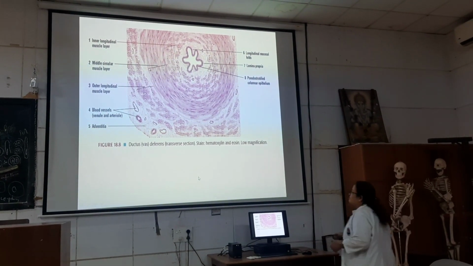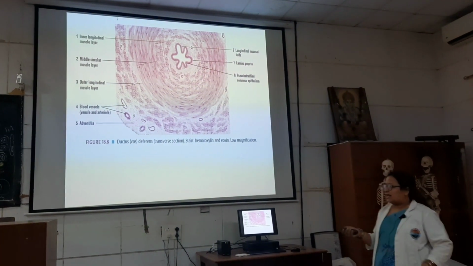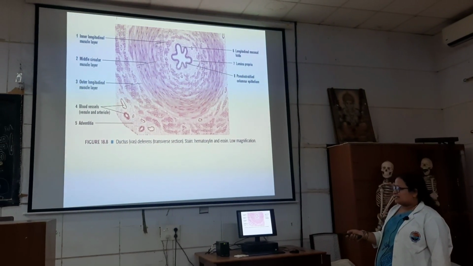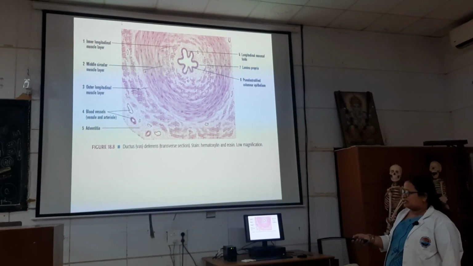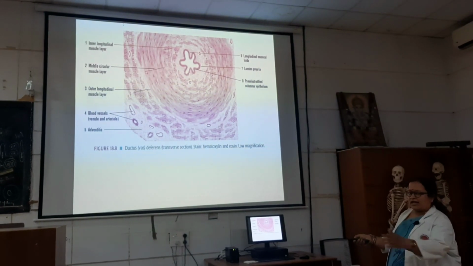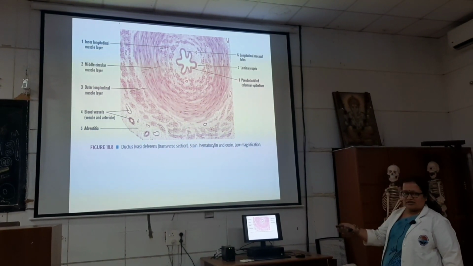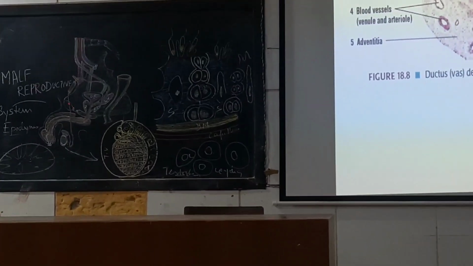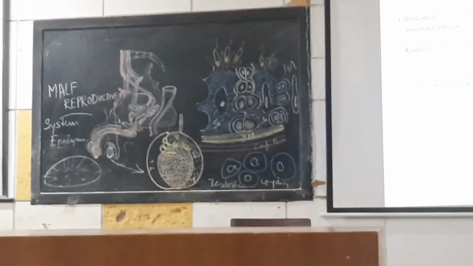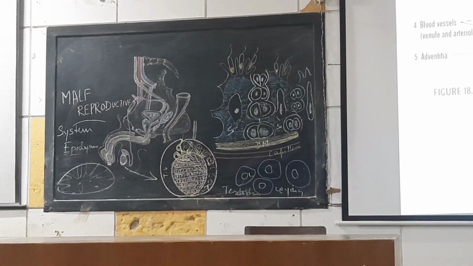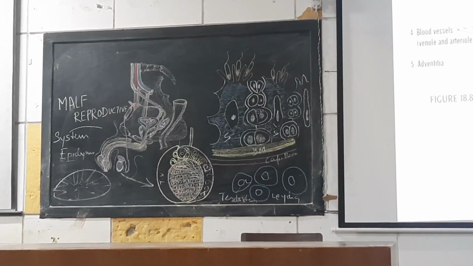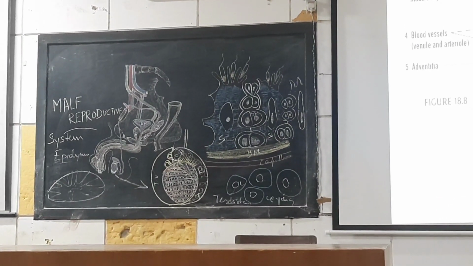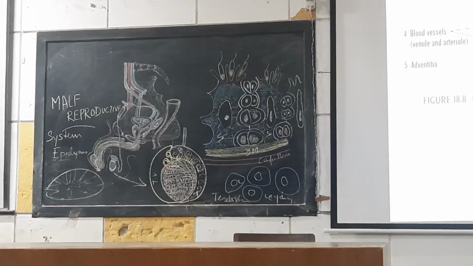Now you see the cross section of the vas deferens. I told you the length of the vas deferens is 18 inches, that is 45 centimeters. It starts from the tail of the epididymis. Then it goes through the inguinal canal within the spermatic cord. Then it crosses the ureter. Then it joins with the duct of the seminal vesicle to form the ejaculatory duct.